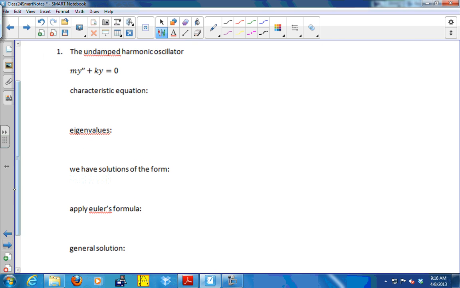So the undamped harmonic oscillator is where b equals 0. The damping coefficient is 0. So it's just m y double prime plus k y equals 0. What is the characteristic equation of this system? Equals 0. So it's important to note, I forgot to point it out at the very beginning.